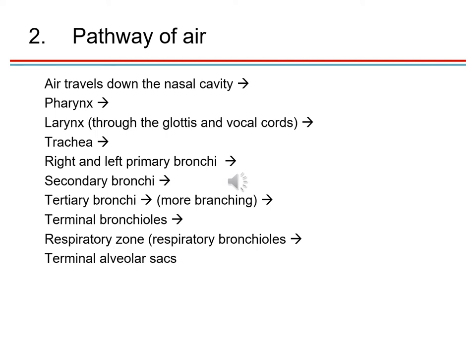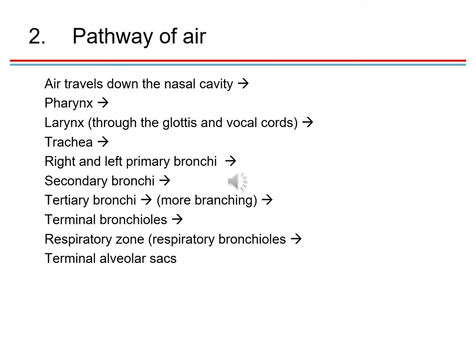The primary bronchi are the ones that get into the lungs, right and left, and produce the bronchial tree, producing the secondary bronchi, tertiary bronchi. In other words, it is branching out, getting smaller and smaller, and the final portion produces the terminal bronchioles. And all this part, from the nostrils to the terminal bronchioles, is what we call the conducting zone of the respiratory system, which is also called the respiratory tract.